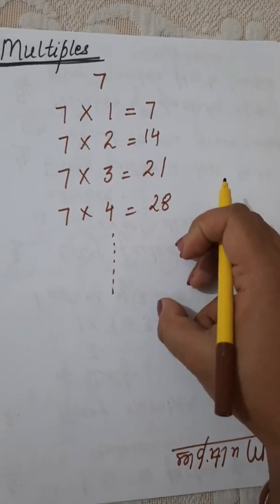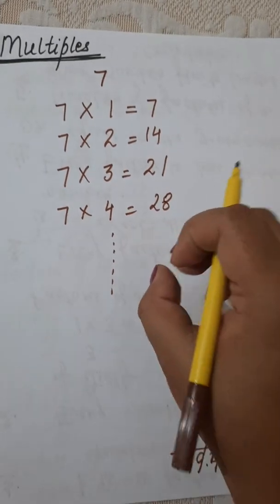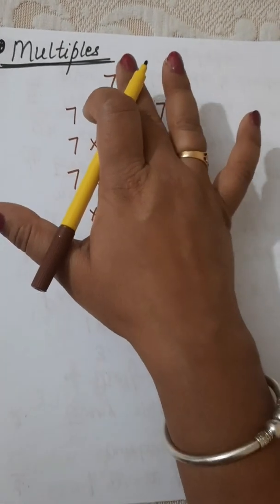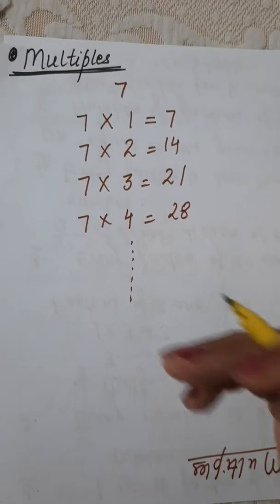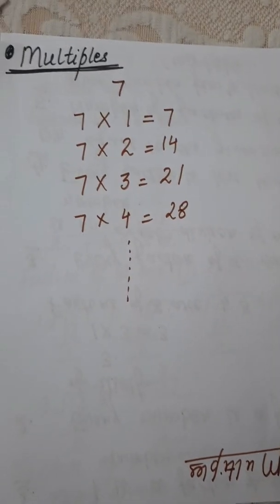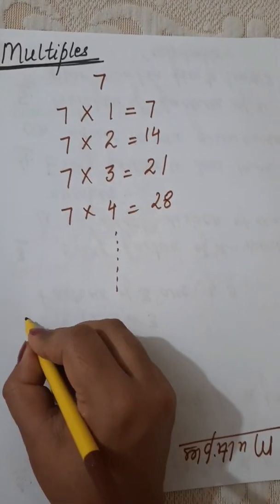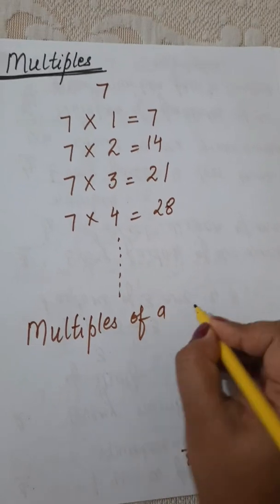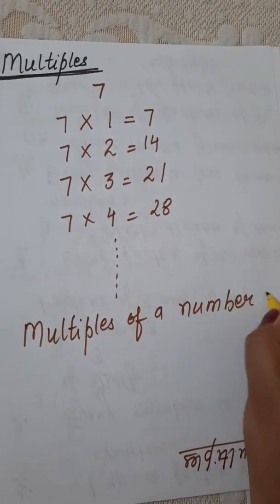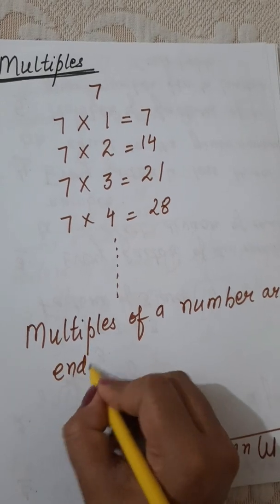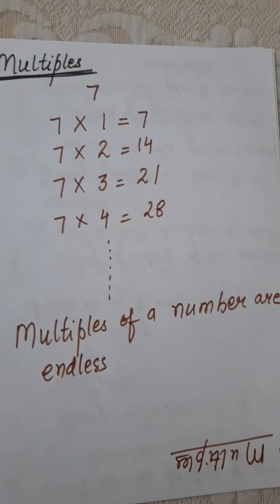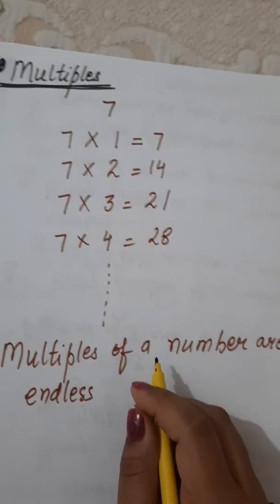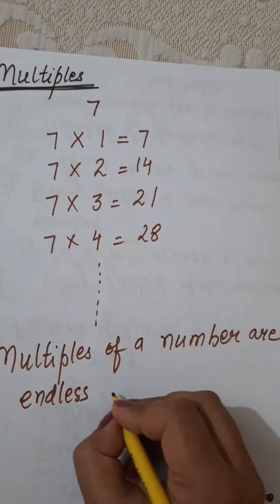If I observe this pattern, we can say that multiples of a number are endless, because we can find so many multiples of 7. We can multiply 7 by 1000 also, with 10,000 also. We can find multiples, and the multiples of a number are endless. I have to write: multiples of a number are endless. And when we find the factors, here we find factors are finite, countable, limited. But here multiples of a number are endless, that is infinite.